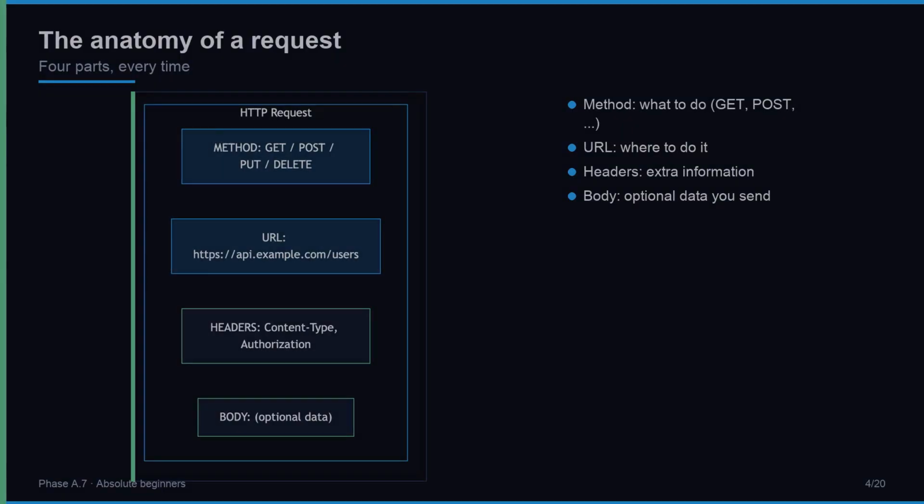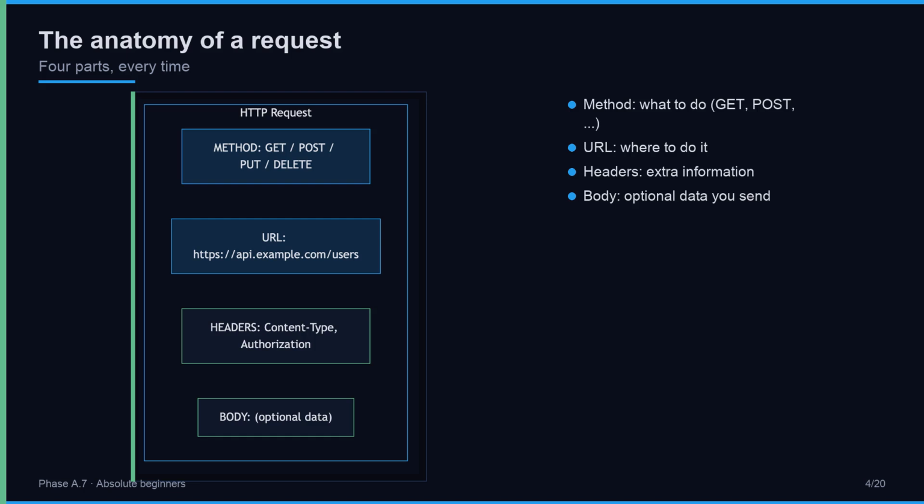Unpack the name. Every HTTP request has the same four parts. First, a method, a verb that says what you want to do: read, create, update, or delete. Second, a URL, the address that says where to do it. Third, headers, small key value pairs that carry extra information, like what format you are sending or who you are. Fourth, an optional body, the actual data you are sending, used when you create or update something.